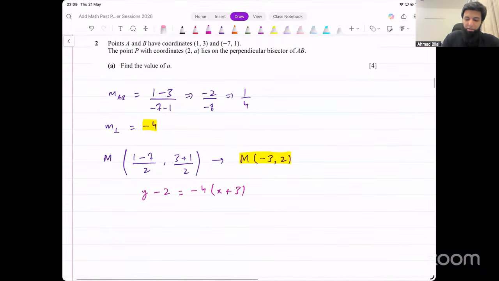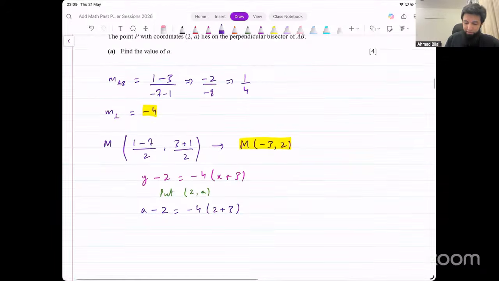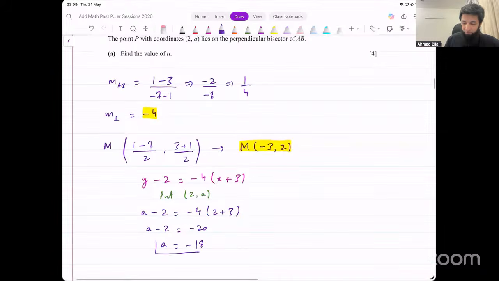Now, they told us this point P lies on the perpendicular bisector. So all we have to do now is input that point in this, put 2 and a. 2 is the x value, a is the y value. So that will give you a minus 2 equal to minus 4 into 2 plus 3. That simplifies to a minus 2 equal to minus 4 times 5, which is minus 20. a equals minus 18. And that is what we were looking for. That's our final answer. a is equal to negative 18.